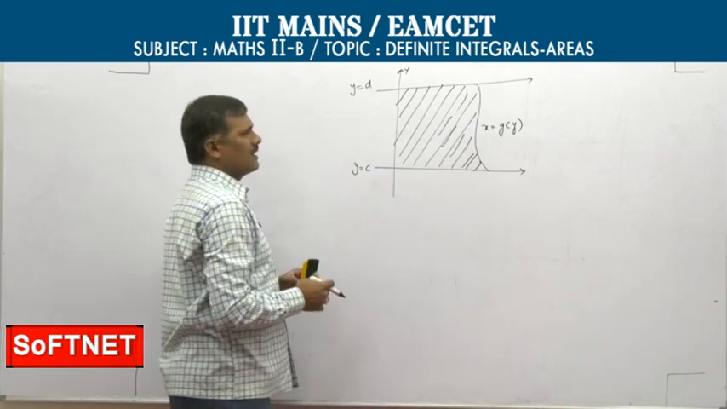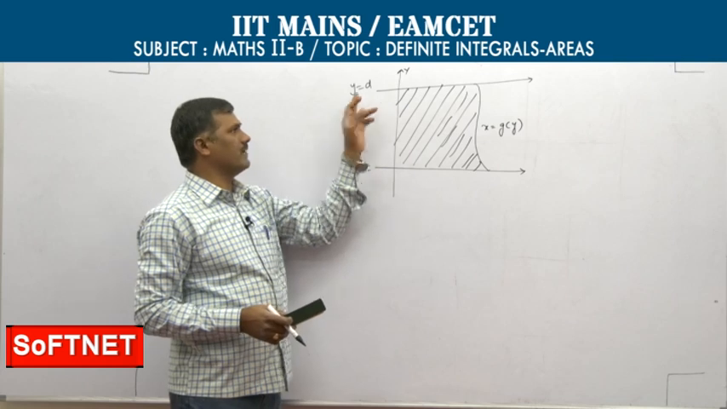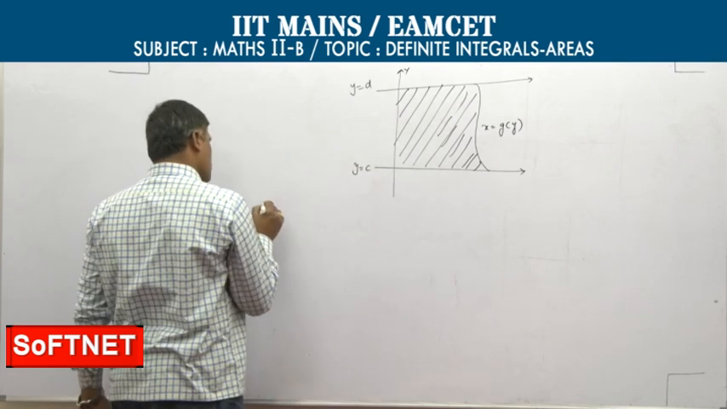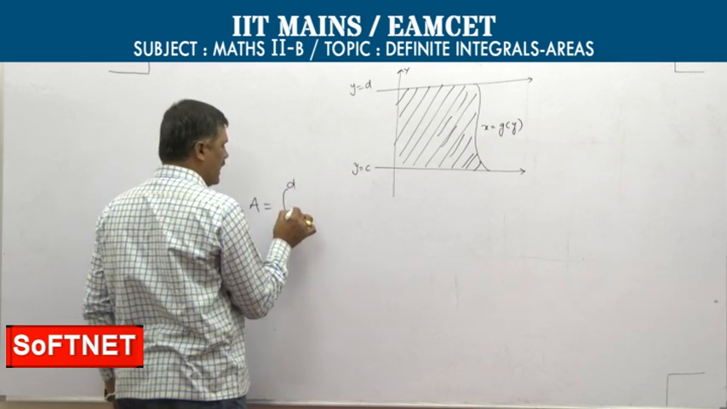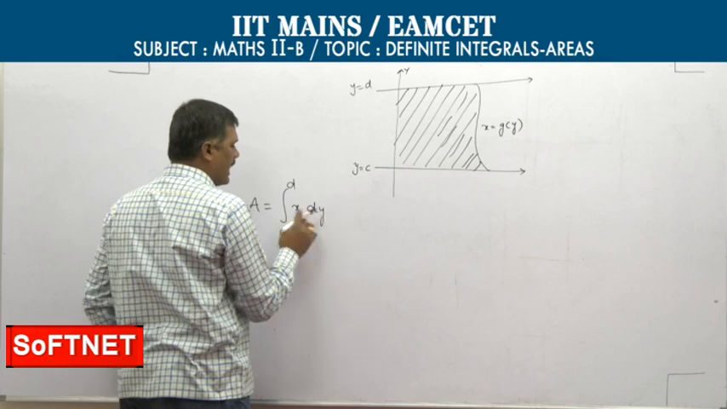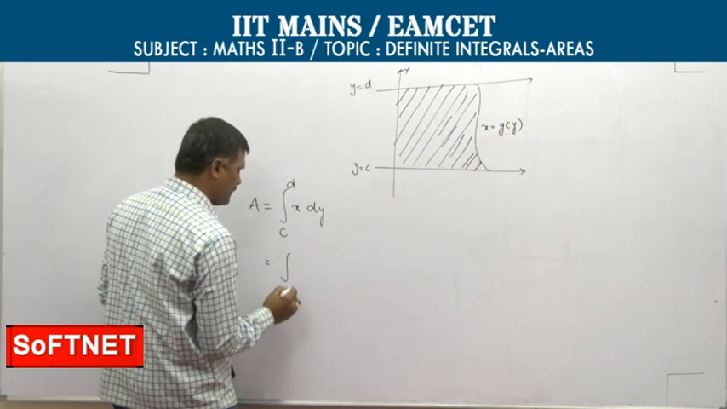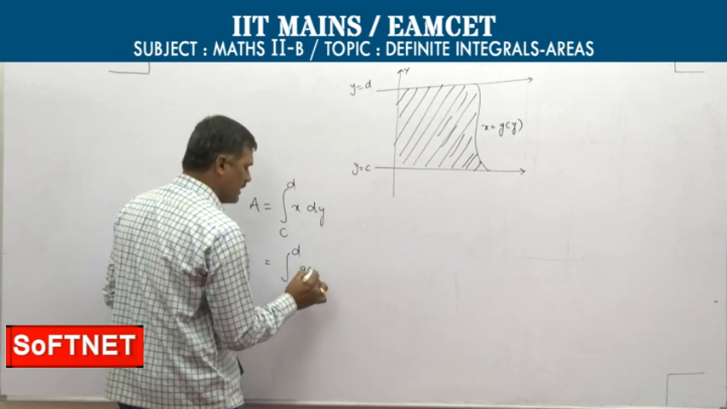of the given curve x equal to g of y and the lines y equal to c, y equal to d. This can be written as area A equal to the integral of c to d of x into dy, where x is a function in the variable y, that is equal to the integral of c to d of g of y into dy.